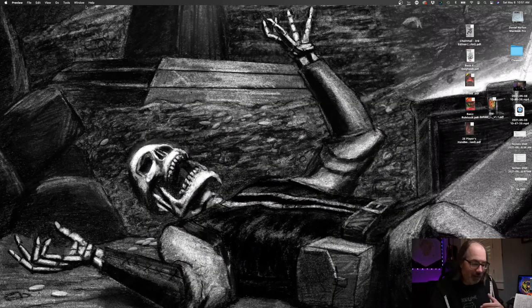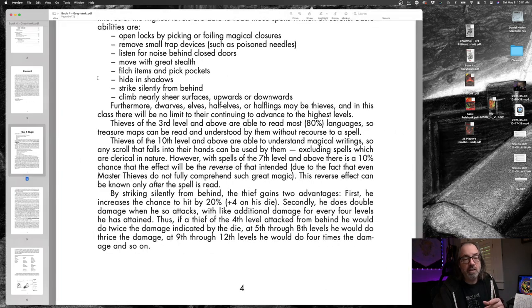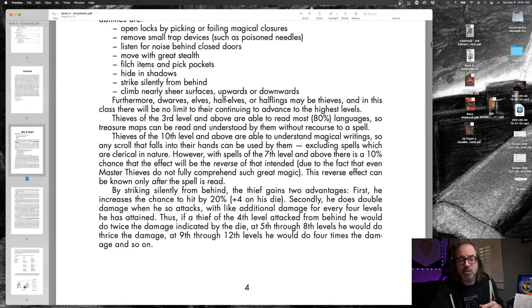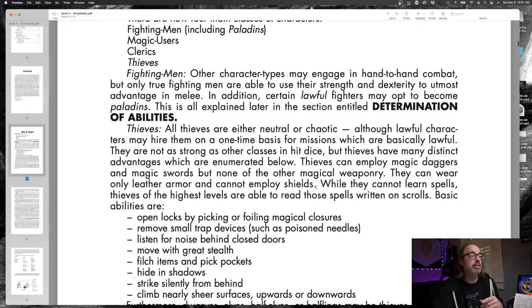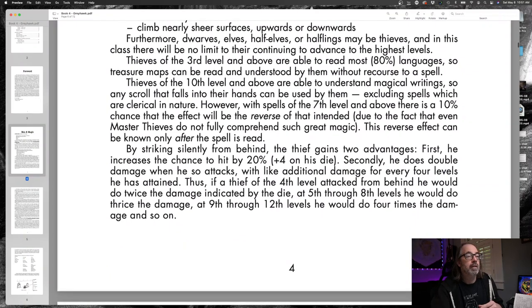So the next thing in the line, and this is the introduction of the thief, right? The thief first appeared, I believe it may have been in the Strategic Review or some other zine before, but the first official place it appears is in Greyhawk in the original Dungeons and Dragons, which is right here. And if we look at the thief's ability, it says, by striking silently from behind. Silently from behind, that's interesting, right?